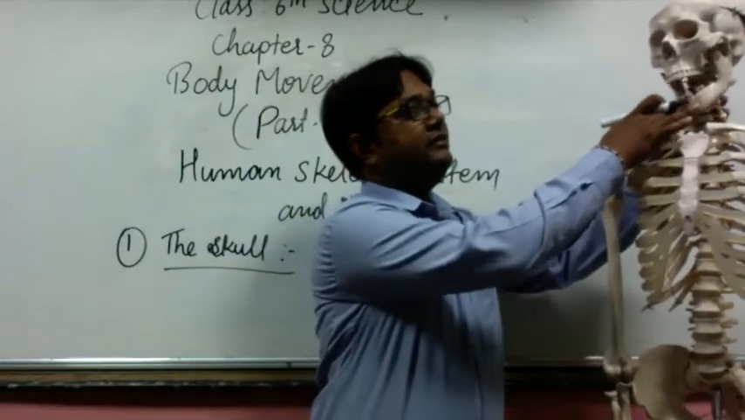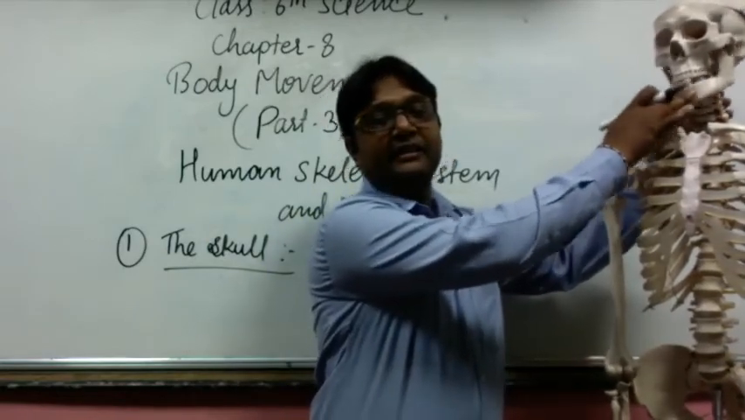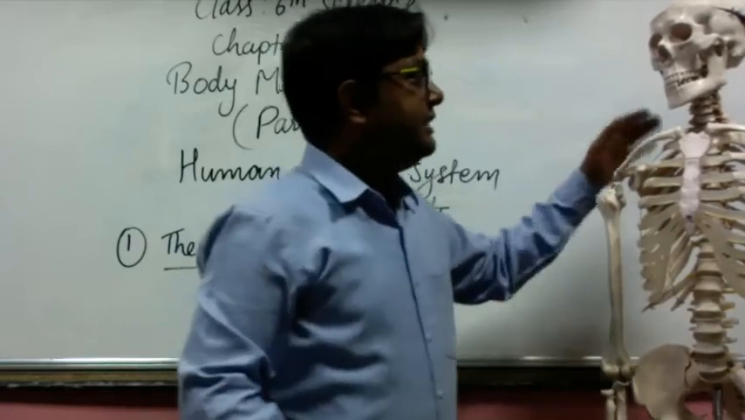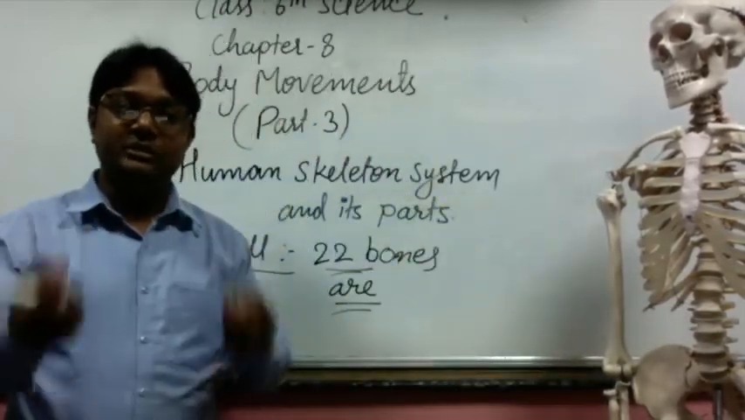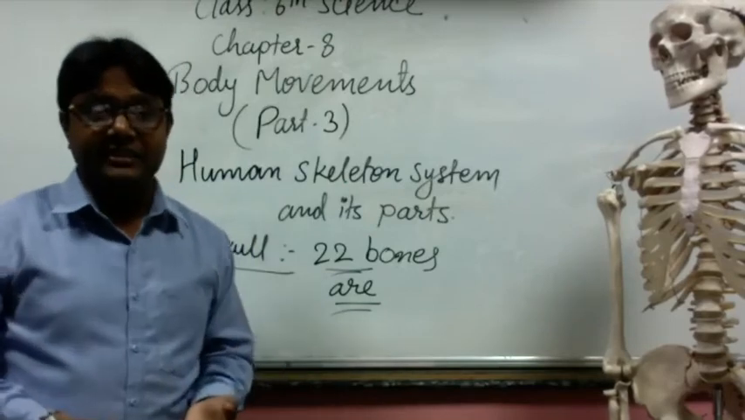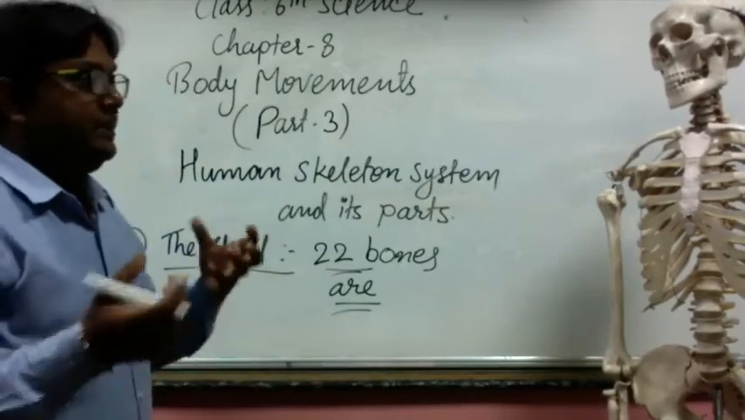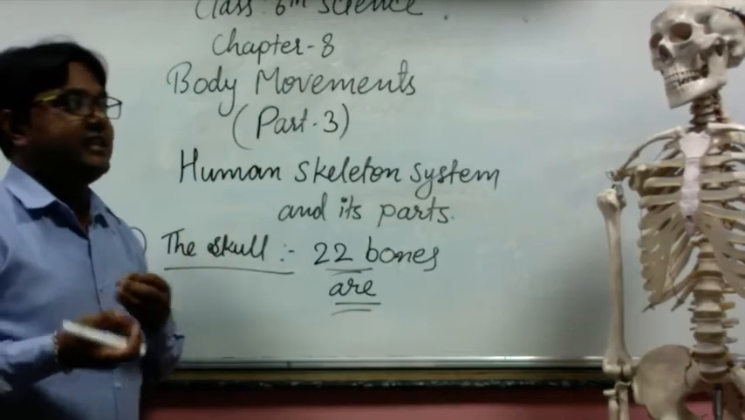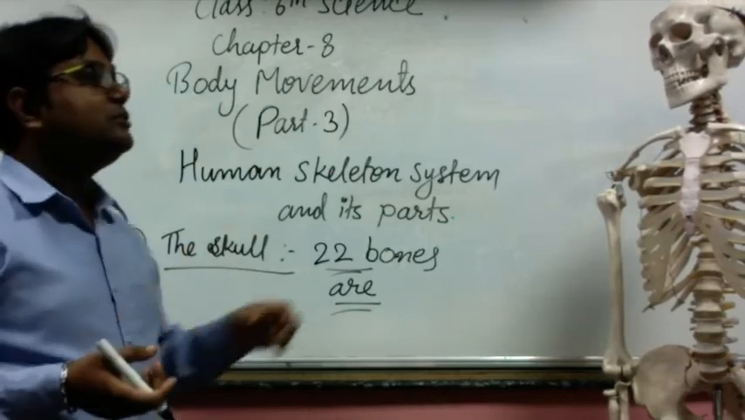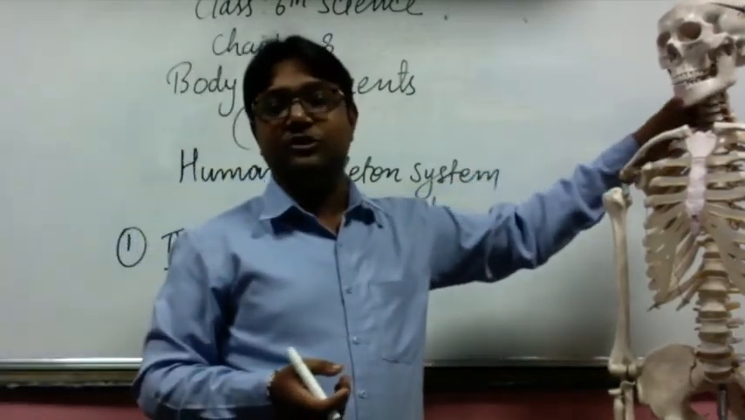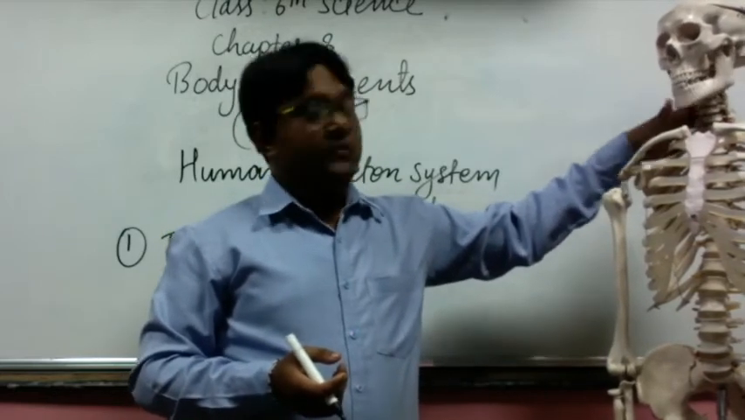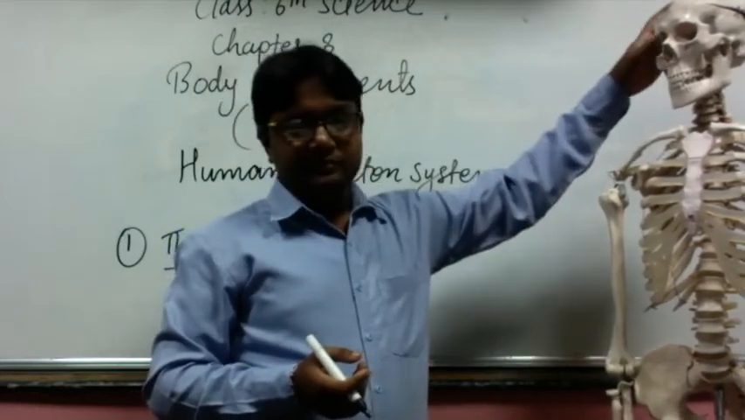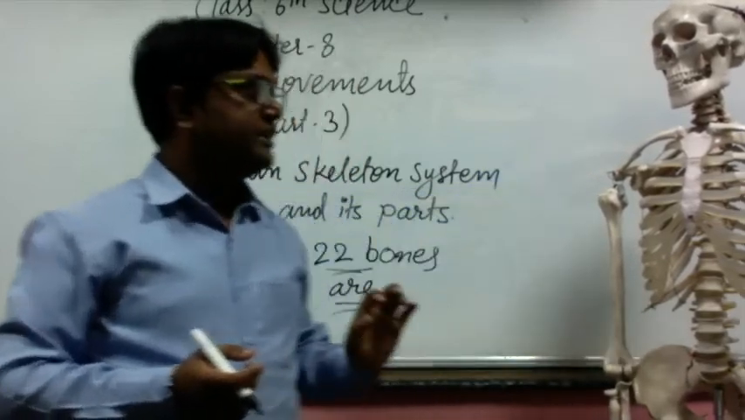The lower jaw has the movable joint. With this movable joint we are able to speak, to eat, to talk. Whatever activities are done by the mouth are due to the movable joint of the lower jaw. This is the lower jaw of the skull, and this is the upper jaw of the human skull.